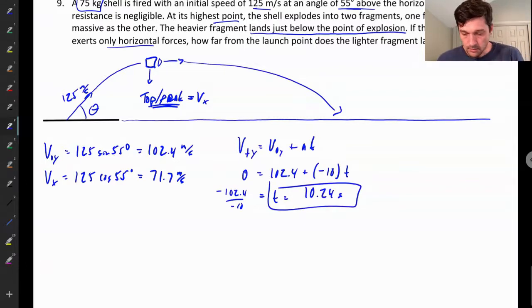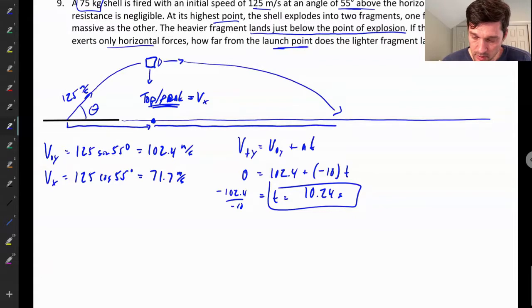All right. So that means the small piece is also going to have 10.24 seconds of air time as it falls and moves horizontally. So to know how far it goes from the launch point, we're going to have to break this whole process into two pieces. We've got from launch up until explosion, and then from the explosion until sometime later when the small piece lands. We'll have to solve those separately.